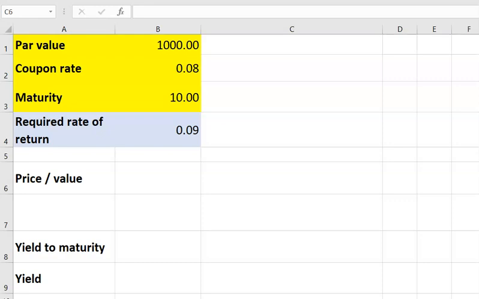In this segment, we're going to look at using Excel to evaluate and analyze bonds. We're going to look at pricing them. We're going to look at yield to maturity, and calculating that and the yield.